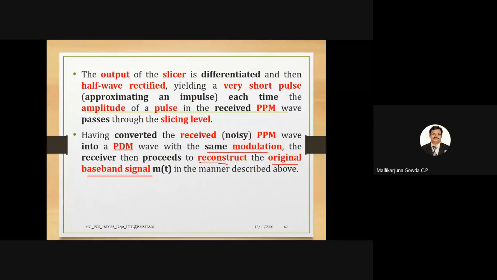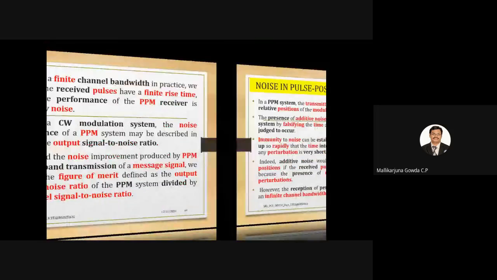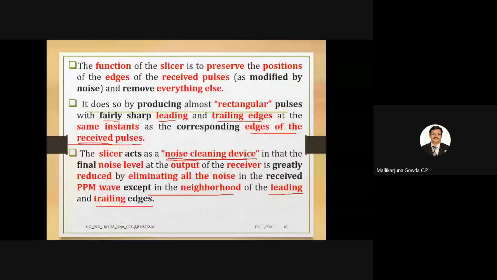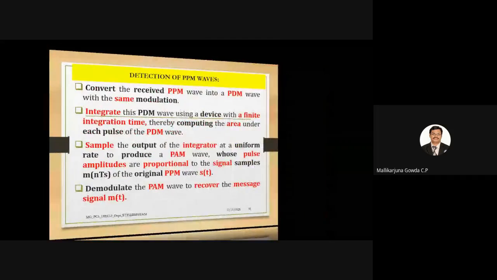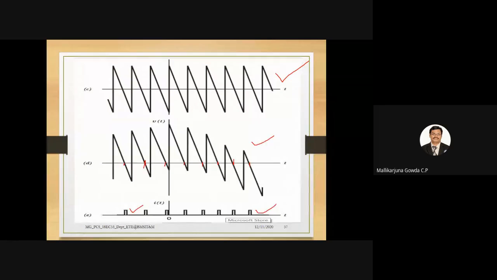So the output of the slicer will be differentiated, then it will be half-wave rectified to yield very short pulses, right? So each time the amplitude of the pulse in the received PPM wave passes through the slicing level. So I think, yeah, which I have shown in the previous diagram, I think. Yeah, how do we get those sharp pulses? Yeah, this one, i of t. Okay.